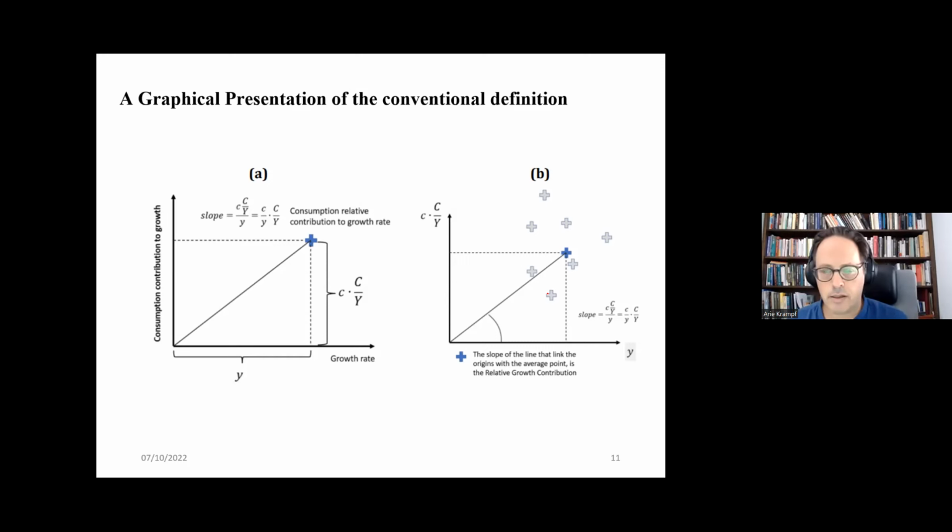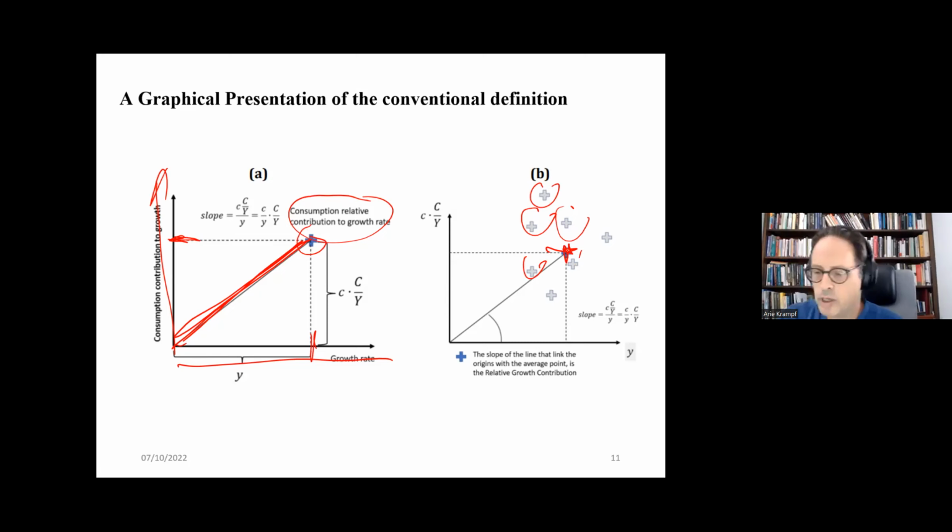So let us plot a coordinate system in which the horizontal axis represents the contribution to growth of each demand component, and the vertical axis represents the growth rate. And then for a specific year, we have a specific contribution to growth and a specific growth rate. And then the slope of this line represents the relative contribution to growth. Okay, and when we have several years, when we have a period, basically this point represents some kind of average, and again this slope represents the average relative contribution to growth.